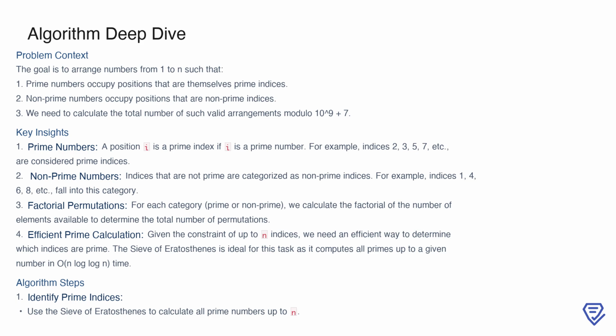categories using factorial permutations. To identify prime indices efficiently, we can use the sieve of Eratosthenes, which calculates all primes up to n in O(n log n) time. This will be the first step in our algorithm.